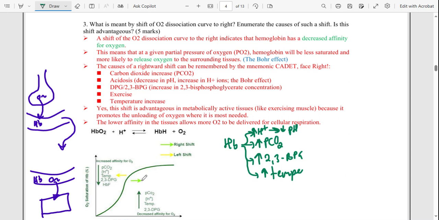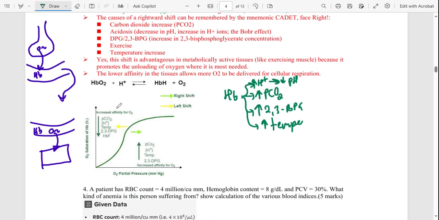And so oxygen can now go and bind to the tissues. It can be released and go to the tissues. And that's what happens. So for the hemoglobin saturation, the oxygen saturation curve, this is how it looks.